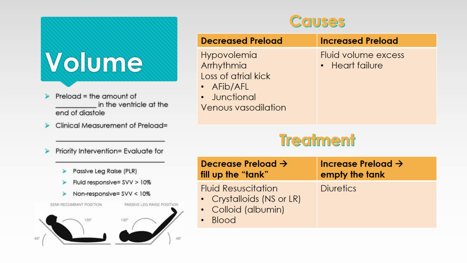Okay, so let's think about treatment. Again, let's keep this simple. If we don't have enough volume, we've got to fill up the tank. So how do we fill up the tank? We do this through fluid resuscitation. And we can use things such as normal saline or lactated ringers, albumin, or blood. All of these things can help fill up the tank. However, if our problem is that we have too much volume, we need to empty the tank. One way is through diuretics.